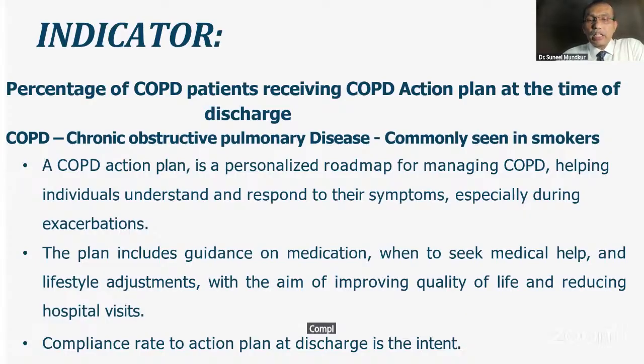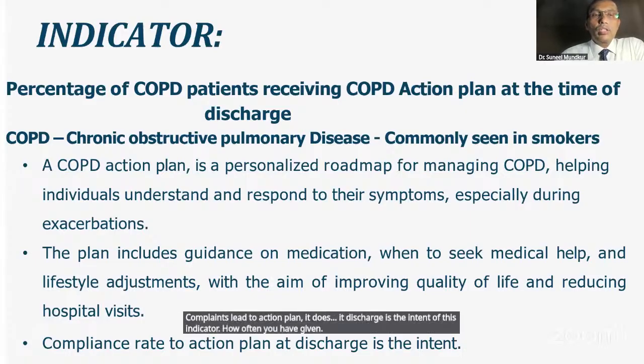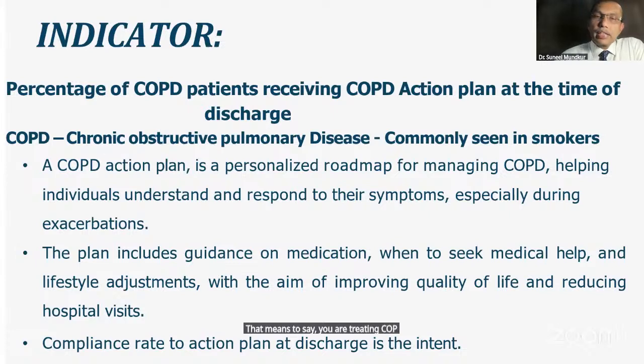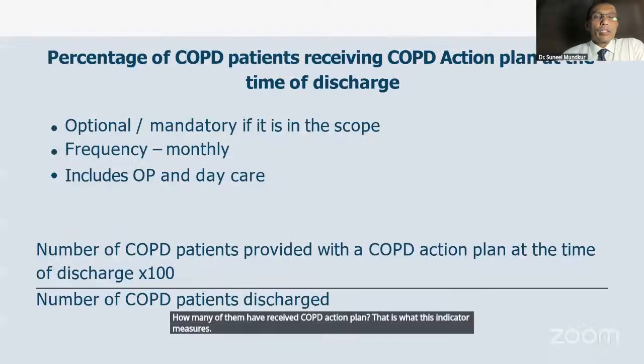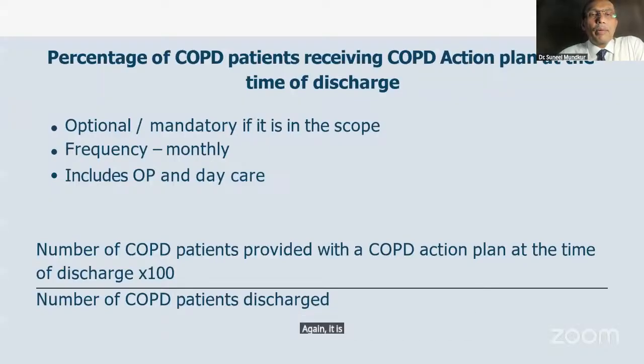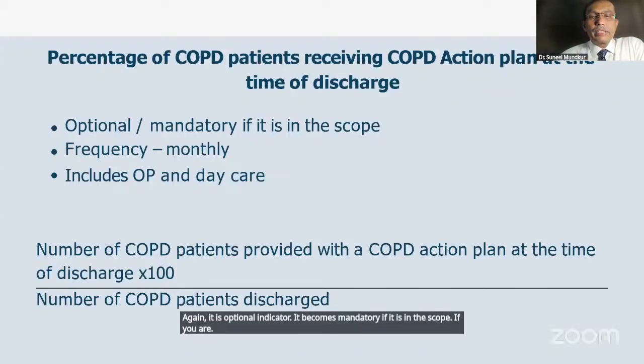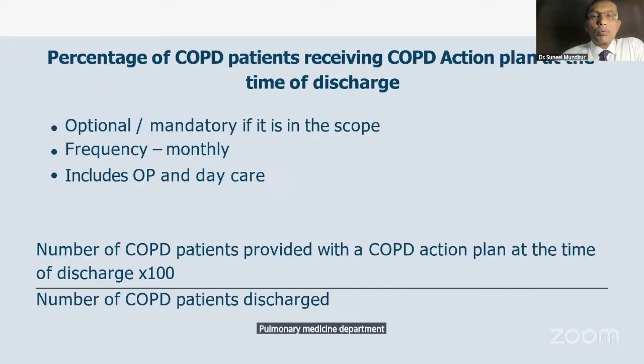Compliance rate to the action plan at discharge is the intent of this indicator. You are treating COPD patients and discharging them. At the time of discharge, how many of them have received a COPD action plan? That is what this indicator measures. Again, it is an optional indicator. It becomes mandatory if it is in the scope. If your pulmonary medicine department is in the scope of services, then you have to incorporate it.